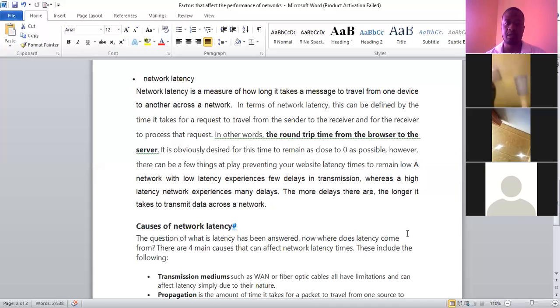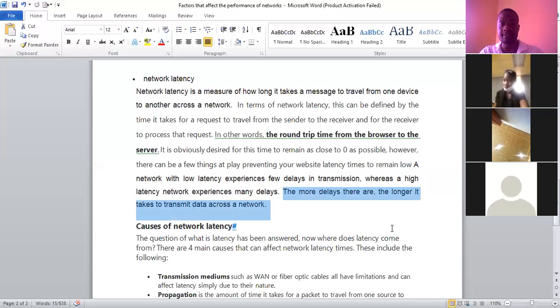Okay, so let's move on, guys. So it says the more delays there are, the longer it takes to transmit data across the network. This is straightforward, it's simple, it's understandable, yeah? So if it's taking longer for you to receive your replies, it means that the network's latency is high. I think it's straightforward.